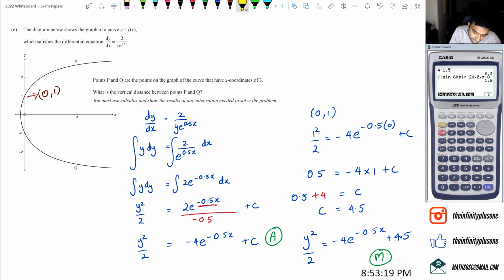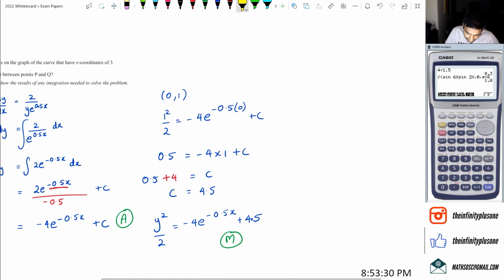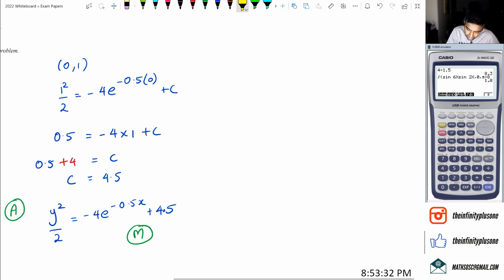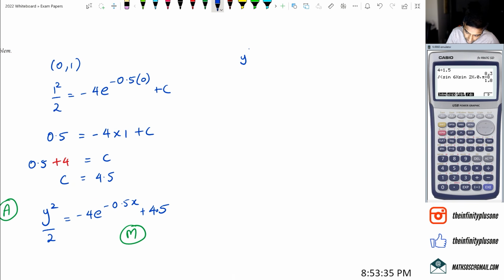Now what happens is if I actually substitute 3, I'm going to get a y value, which is the yellow part. And then if I want to get the distance between P and Q, I need to double that yellow part there. And of course, x is equal to 3. So I'm going to say y squared over 2 equals negative 4e to the negative 0.5 times 3, plus 4.5. So I've got y squared over 2 equals, let's actually work all of this out in the calculator.